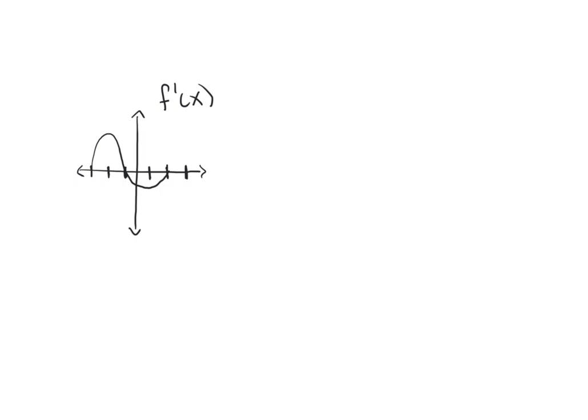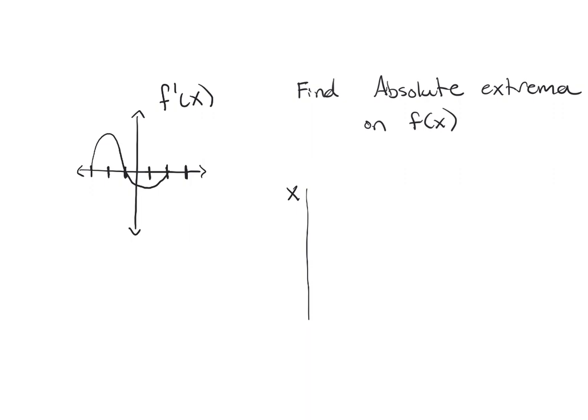Okay, so now for the last example, maybe just pause the video and sketch this graph. So this is a derivative graph. So we have f prime and we want to find the absolute min and max on f of x. So first I'm going to turn this f prime of x graph into a sign chart and look at the sign of f prime of x.